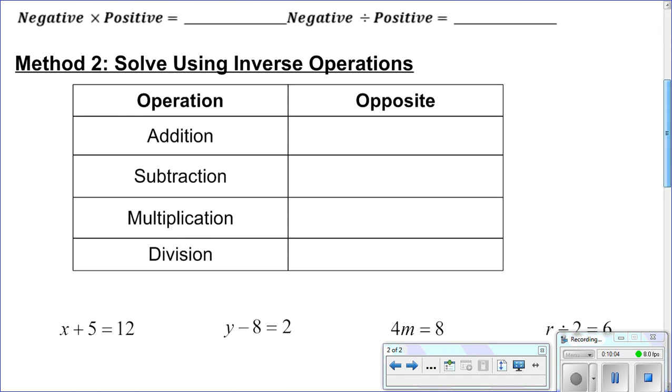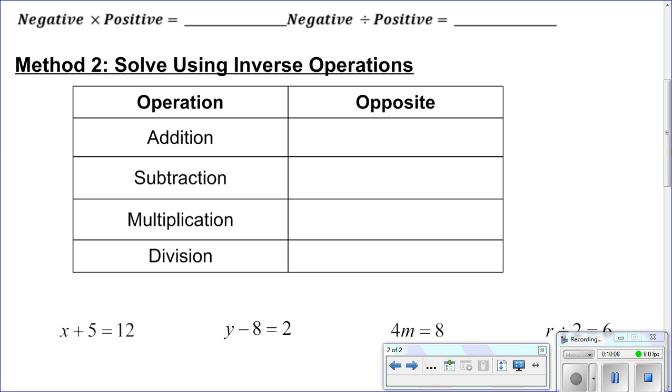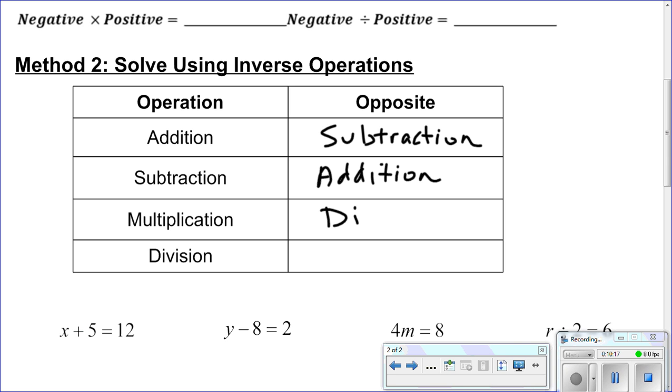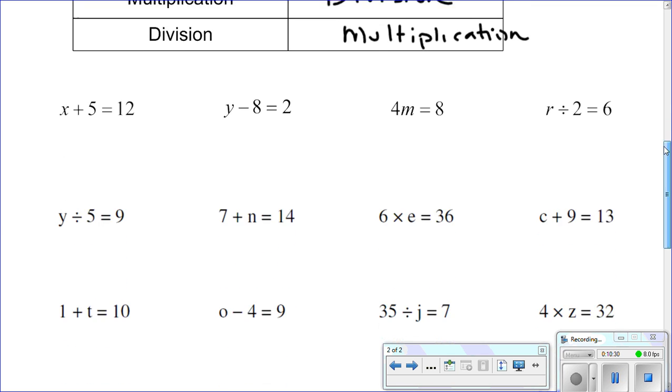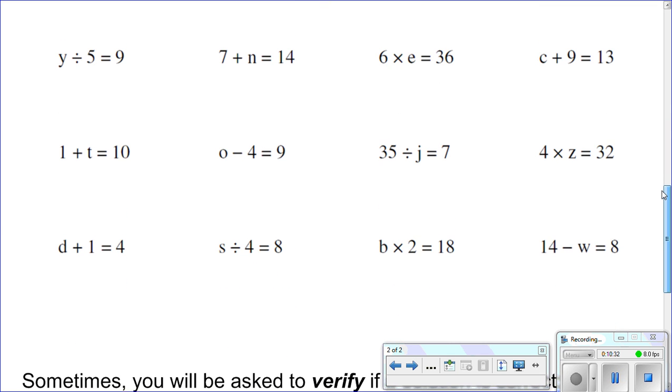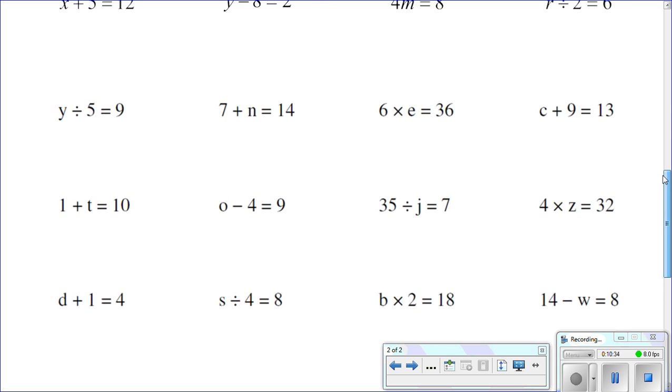And using inverse operations, again, we said the opposite of addition is subtraction. The opposite of subtraction is addition. The opposite of multiplication is division. And the opposite of division is multiplication. Okay, those are our opposites. So, again, I'm going to show you how to do a couple of these, and then you're going to do the rest on your own.